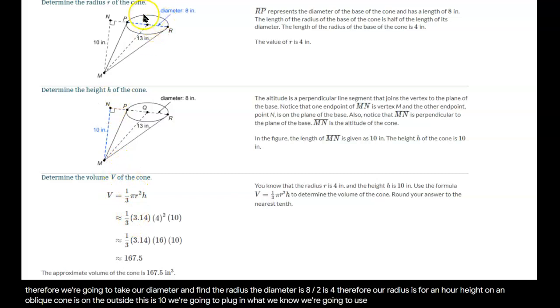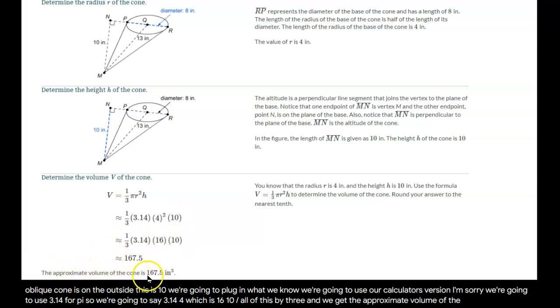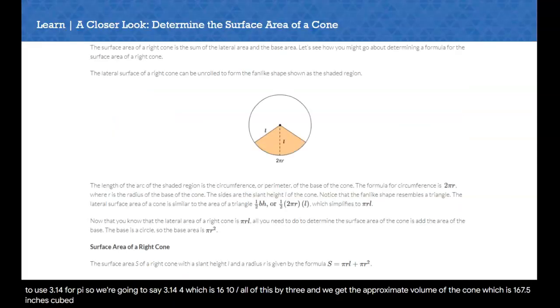We're going to plug in what we know. We're going to use our calculator's version, or 3.14 for pi. So we're going to say 3.14 times 4 squared, which is 16, times 10. Divide all of this by 3, and we get the approximate volume of the cone, which is 167.5 inches cubed.